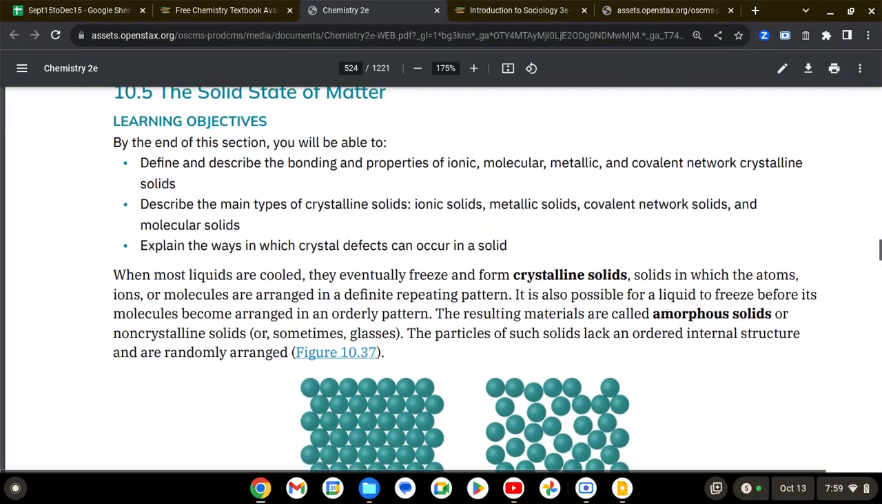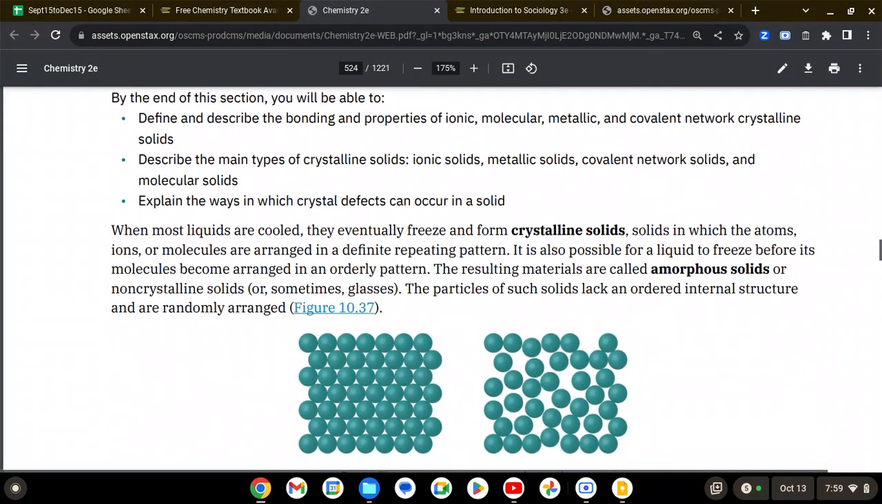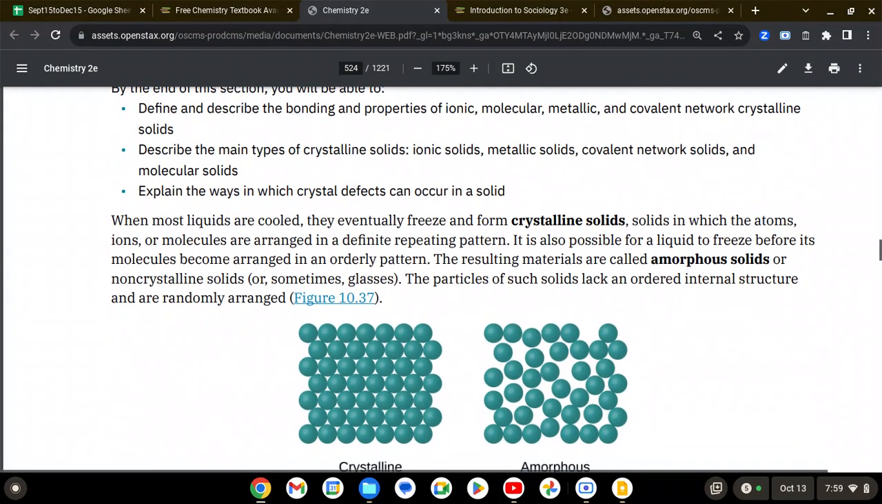10.5, the solid state of matter. By the end of this section, you will be able to define and describe the bonding and properties of ionic, molecular, metallic, and covalent network crystalline solids. Describe the main types of crystalline solids: ionic solids, metallic solids, covalent network solids, and molecular solids. Explain the ways in which crystal defects can occur in a solid.